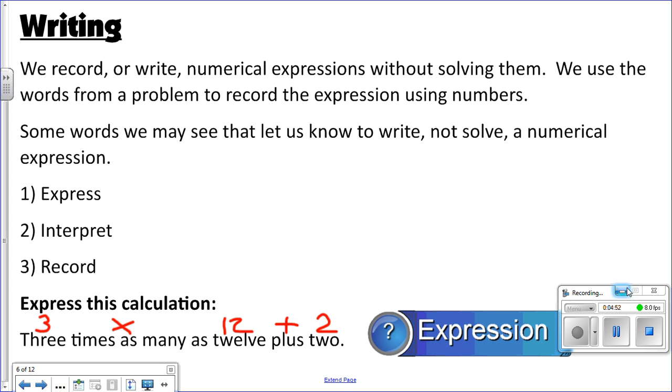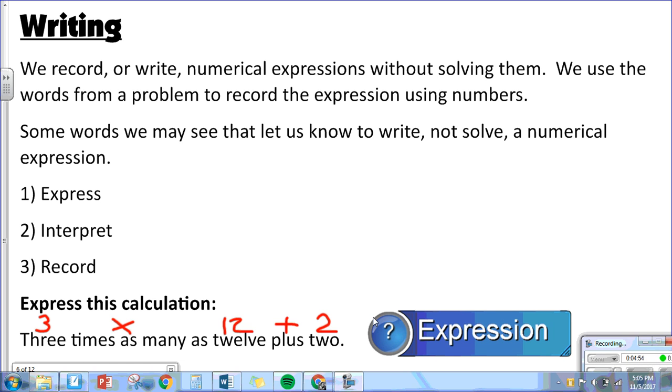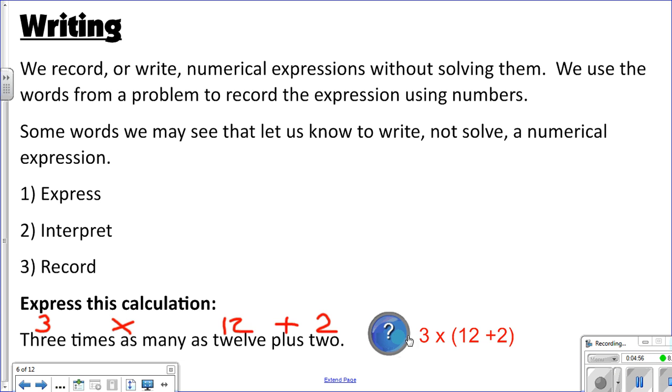So when I click over here and reveal the expression, you see 3 times 12 plus 2. Wasn't that what it says? 3 times as many as 12 plus 2. And we're grouping 12 plus 2 because that is what would need to be done first if we were going to solve this problem.